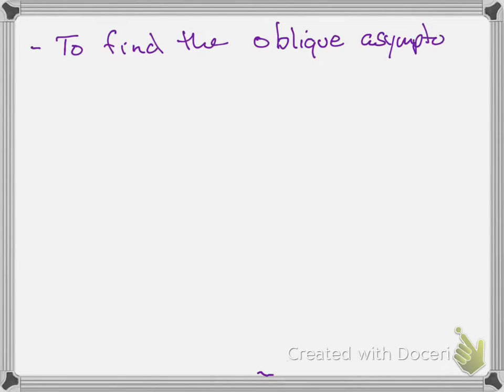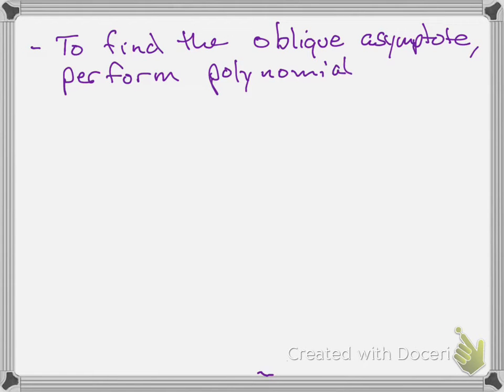To find the oblique asymptote, here's just the next sentence in that same definition. To find the oblique asymptote, perform polynomial division. Okay? You perform polynomial division.